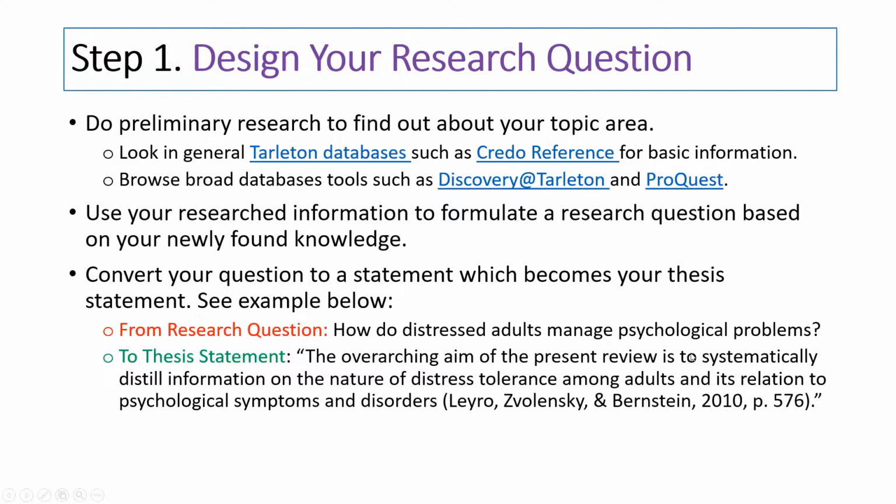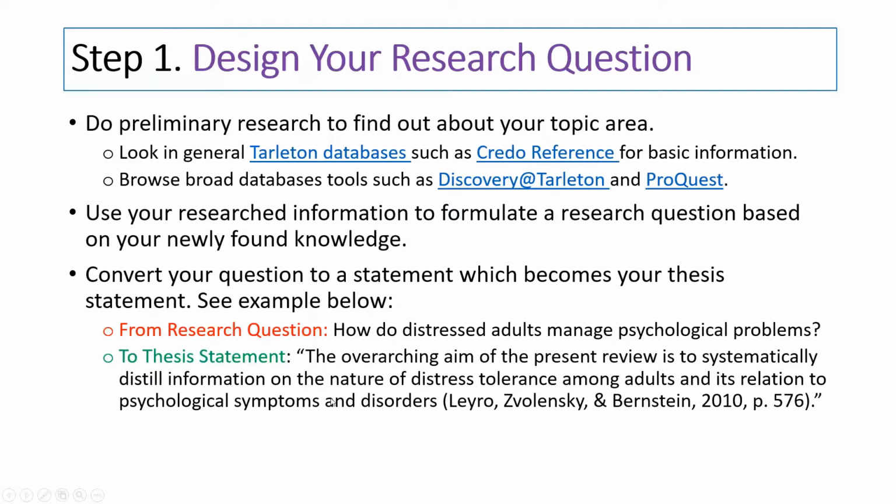Fairly straightforward, but a thesis statement turns into something like this because you're telling them what the literature review will do. The overarching aim of the present review is to systematically distill information on the nature of distress tolerance among adults and its relation to psychological symptoms and disorders. This came directly out of a literature review that I looked at, so you can tell the difference.